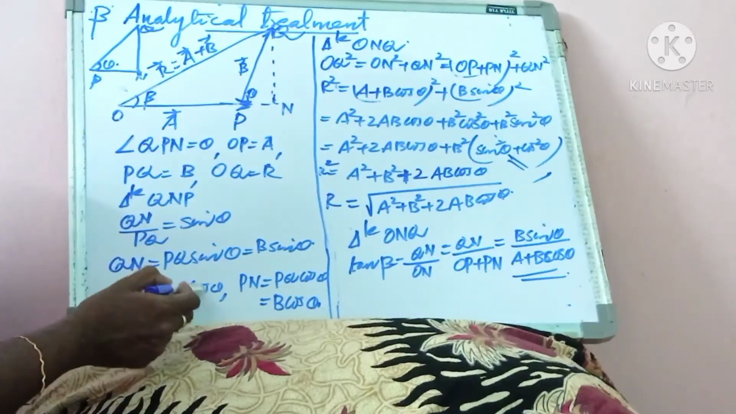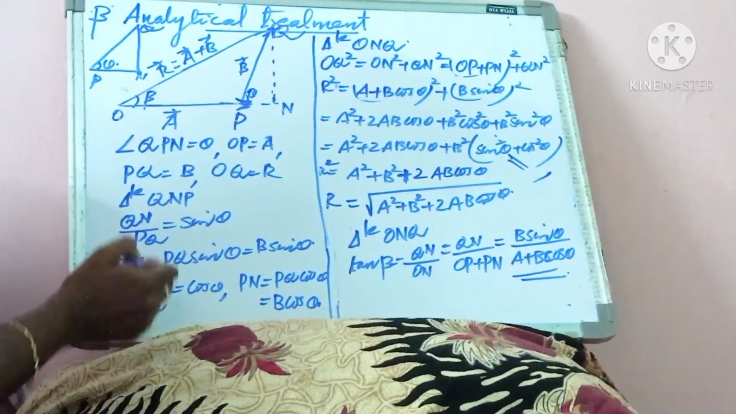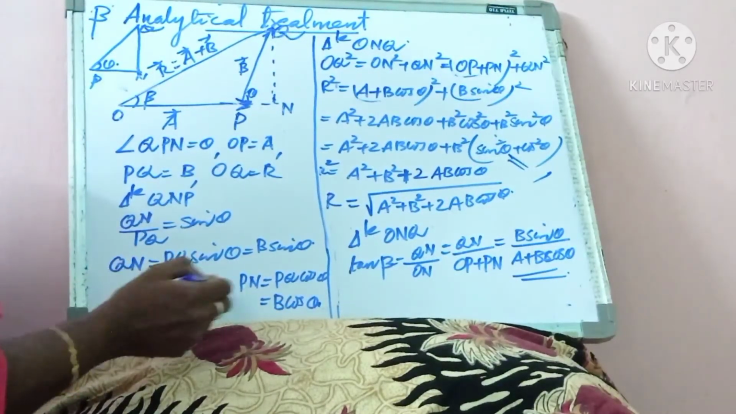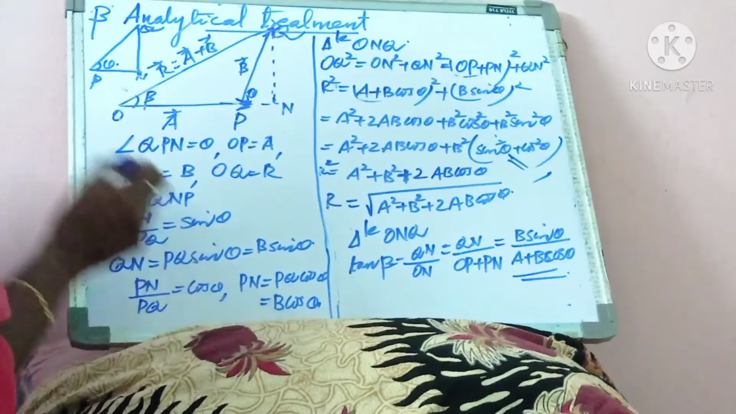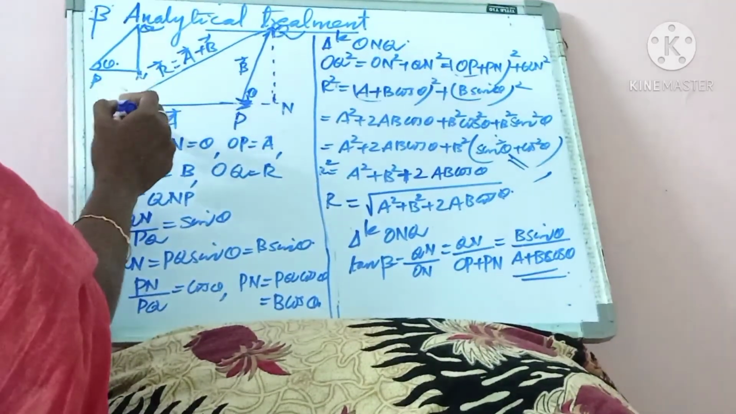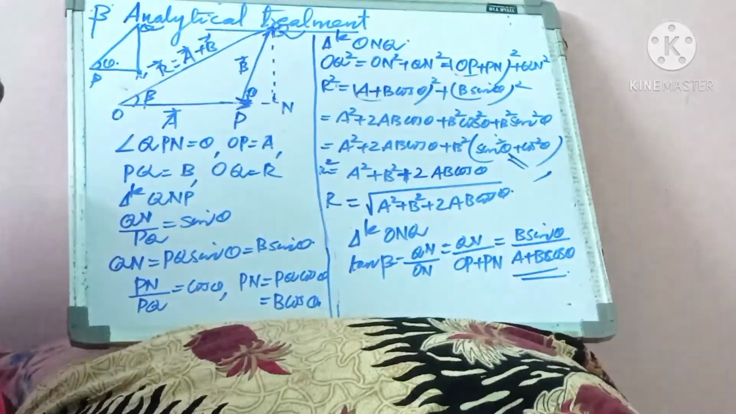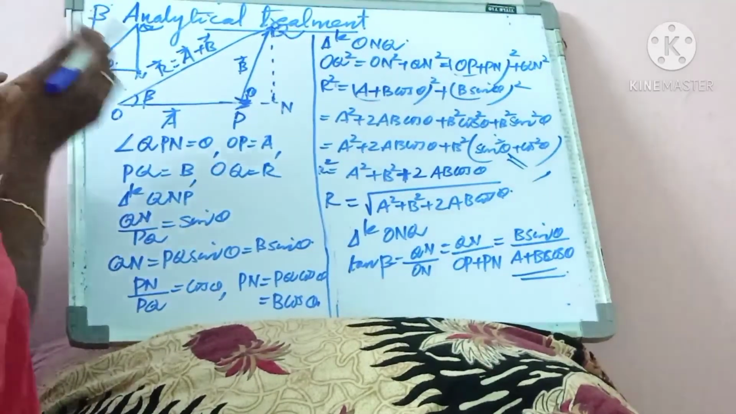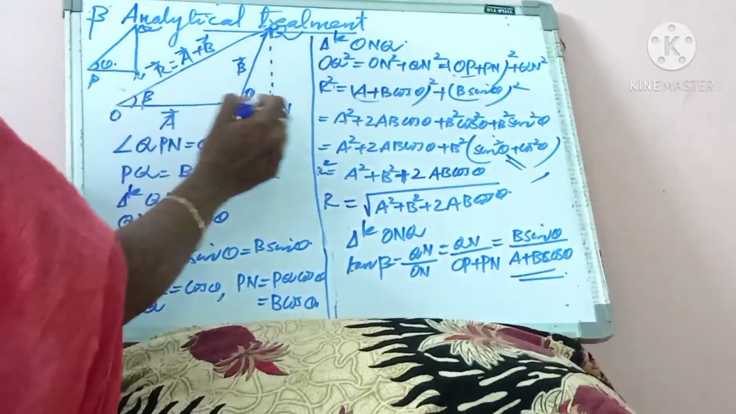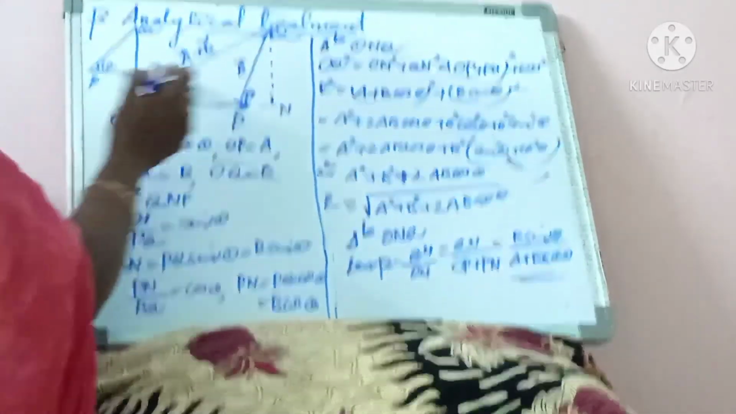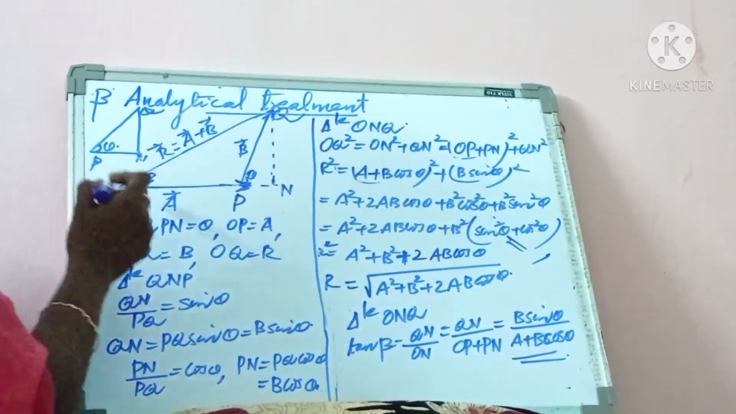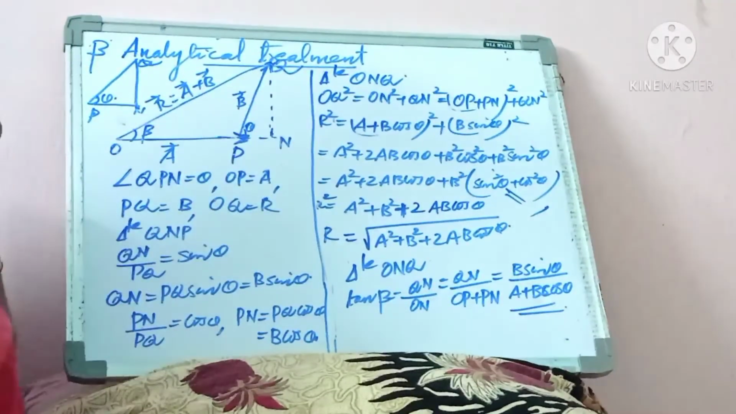Again, we can write cos theta as PN by PQ, that is adjacent side by hypotenuse. From that, PN equals PQ cos theta, so we can write B cos theta. Then, using the triangle ONQ, which is a right angle triangle, we can apply the Pythagoras theorem: hypotenuse square is equal to base square plus altitude square. So OQ square equals ON square plus QN square. But ON can be written as OP plus PN.